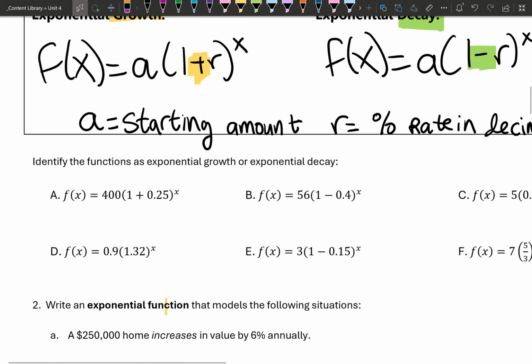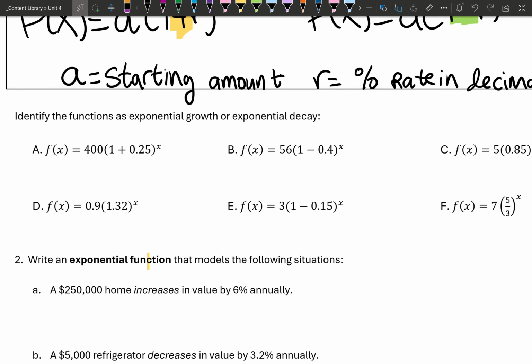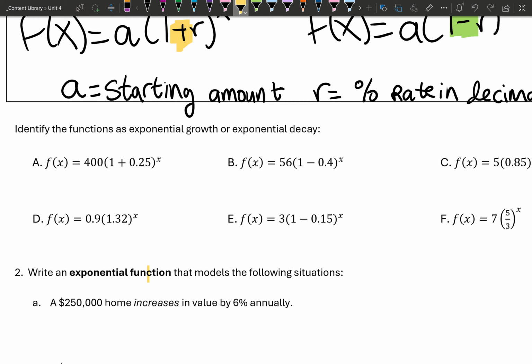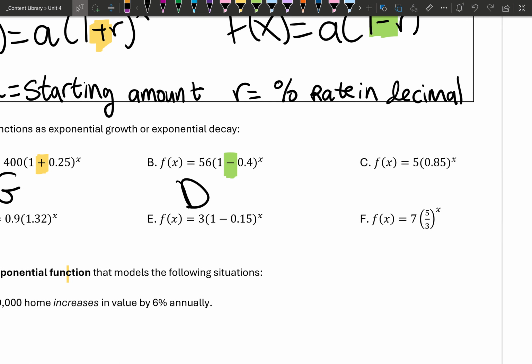With all that in mind, let's take a look at this problem and identify the functions as growth or decay. It's all about those parentheses. In the parentheses for letter A, we have a plus, so that's growth. Letter B, we have a minus, it's a decay. In letter C, we have a decimal, and this decimal starts with a 0, so it's smaller than 1.